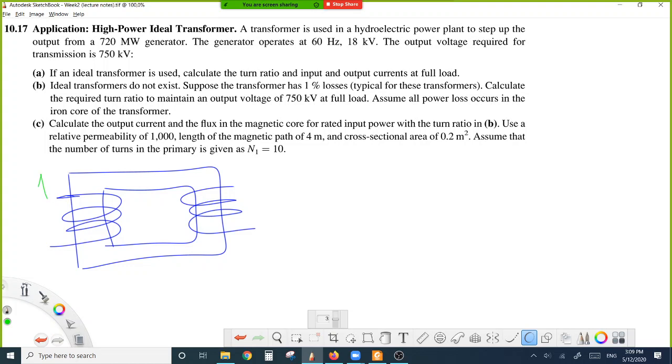So this is the primary coil, secondary coil, N1, N2, V1, V2, and I1 and I2. Okay, you are saying, please repeat.